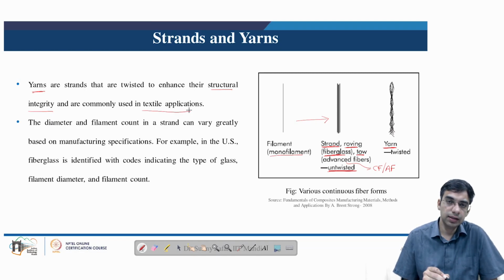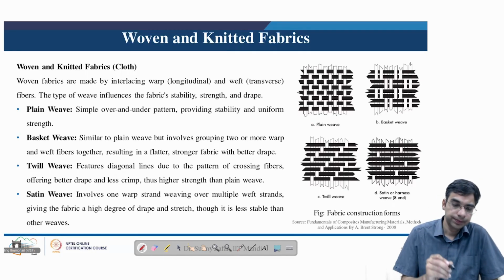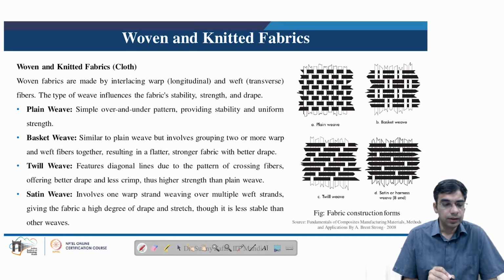So an increase in the filament size will generally also increase the GSM number for the woven type of reinforcement. That means the reinforcement mat goes on becoming thick as the number of filaments increases in the yarn or the strand.